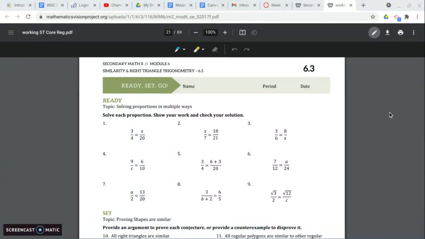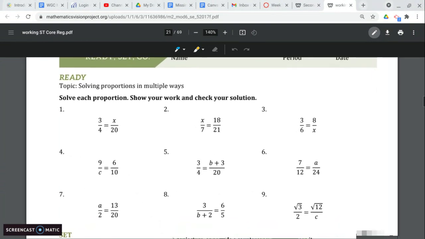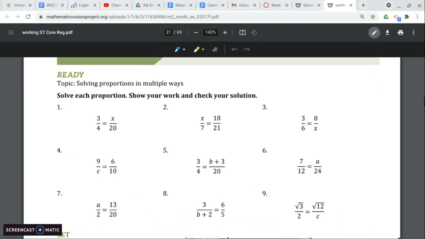All right, so for 6.3, this first part, we are looking at solving each proportion. Show your work and check your solutions. So the first one we're going to look at is number 1. We have a proportion, 3/4 equals x over 20. In order to solve this, we are going to cross multiply and then divide.